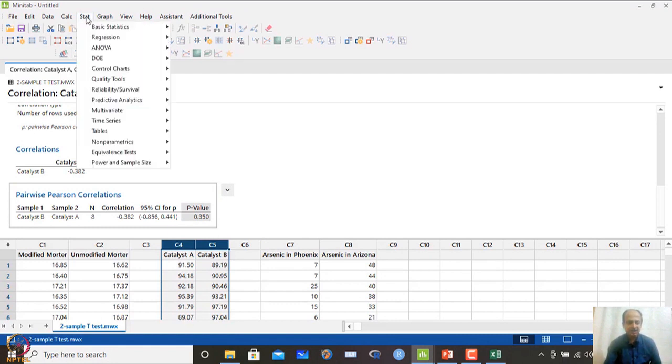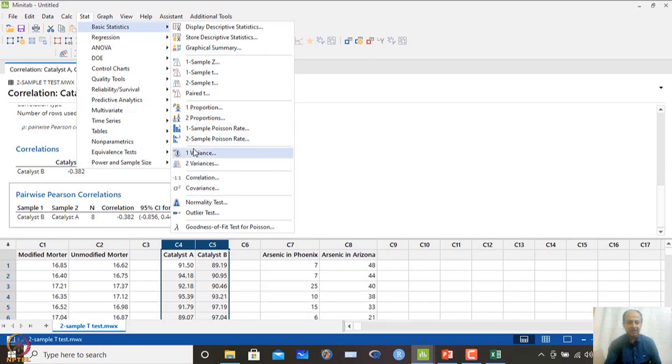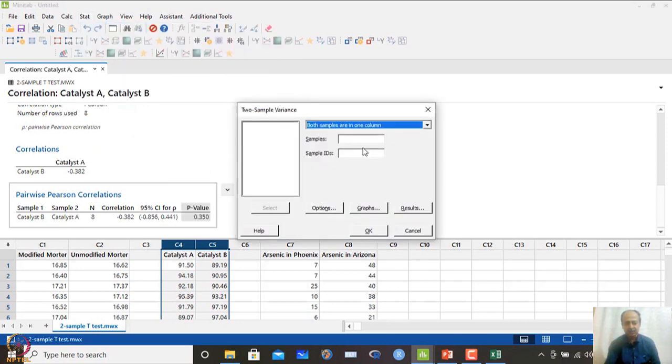So in this case, the third condition is to check whether the variance is the same or not. So I will do a two variance test over here. Both samples are in different columns. For sample 1 I will give catalyst A, and for sample 2, catalyst B. You can change this order, there is no restriction, you can put catalyst A and catalyst B anywhere.